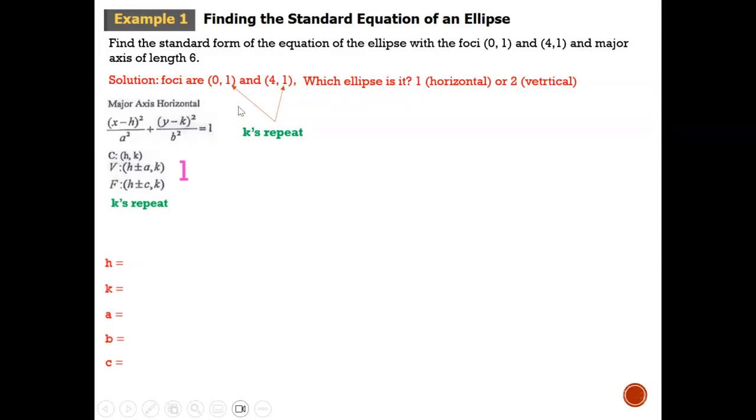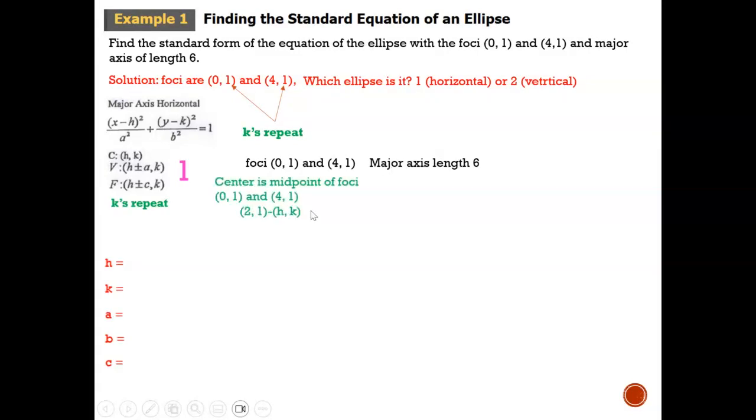Okay, so this is what we know here. The center is the midpoint between the foci. So what's the midpoint between (0, 1) and (4, 1)? It's going to be (2, 1), because we know both Y values are 1. But between 0 and 4, what's the midpoint? It will be 2. So that's why it's (2, 1), which means my H is 2 and my K is 1.